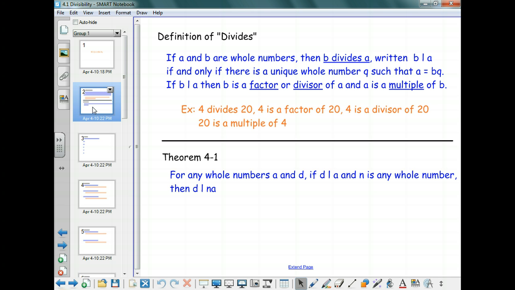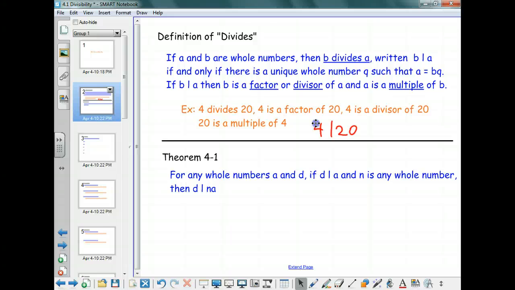So 4 divides 20, right? Yeah, it does, because I can write down 20 and I can divide it by 4. Does that make sense? So 4 divides 20, so we would write this like this. And you can read it just from left to right, just like you normally read: 4 divides 20. Another way of saying that is 4 is a factor of 20. We can say 4 is a divisor of 20. Is a divisor of means divides. Or we could say 20 is a multiple of 4.